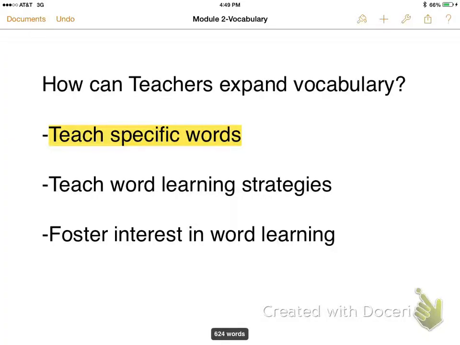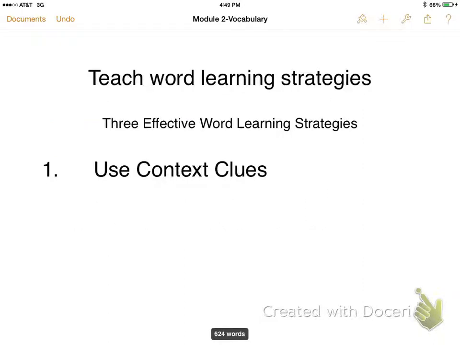Okay, how can teachers expand vocabulary? We've talked about teaching specific words. Now we're going to talk about teaching word learning strategies. What are some word learning strategies that teachers can teach? Well, they can teach context clues. Teaching context clues. What does that mean? Well, context clues obviously is, do the words around us help us understand?